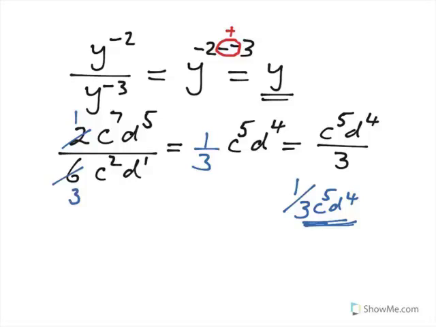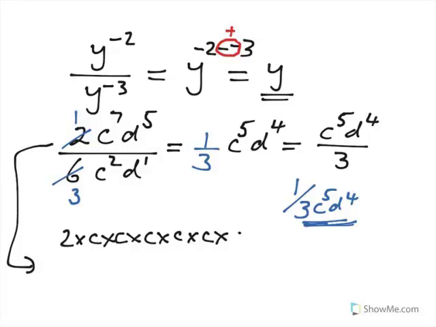Now, if we write this out in full, it will be 2 times c times c times c times c times c times c times c, 1, 2, 3, 4, 5, 6, 7 of them. And the d's, there will be 5 of them.